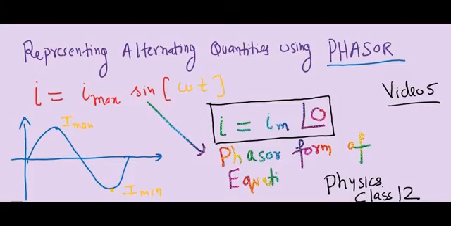If we convert this into the phasor form of the equation, the phasor form is written as I is equal to Im angle 0. I will elaborate on what it means, but you see the phasor form is so different. It just has a maxima value and it has an angle, which we will talk about. What angle is 0 here?